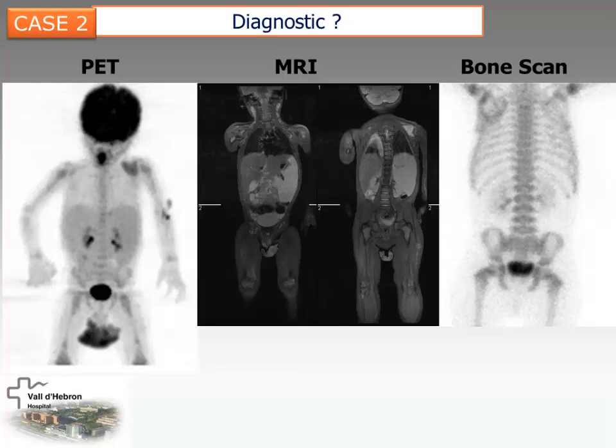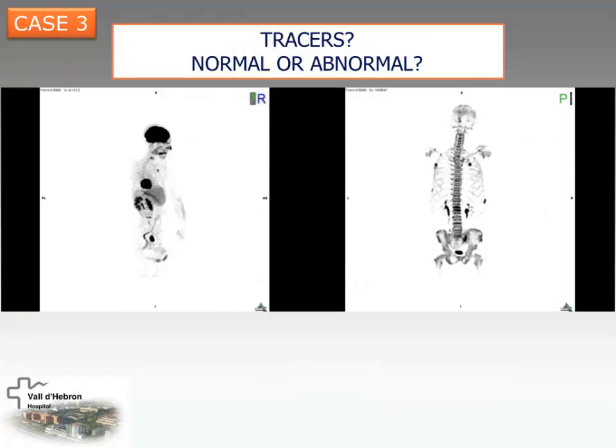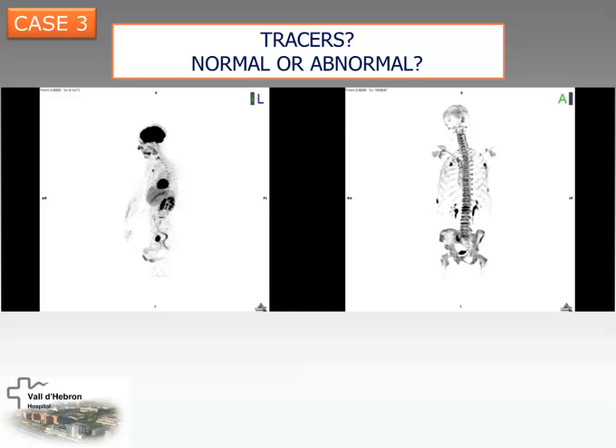Okay, look at the discordance. Here it's much better seen. The PET-FDG is the all-in-one expression for the histiocytosis, and the problem that we have is the skull, because in the skull, due to the high cortical activity, it's easy to miss a lesion like this one. Sometimes you can see it, but not always. Okay, and now one case in an adult, to change a little bit.